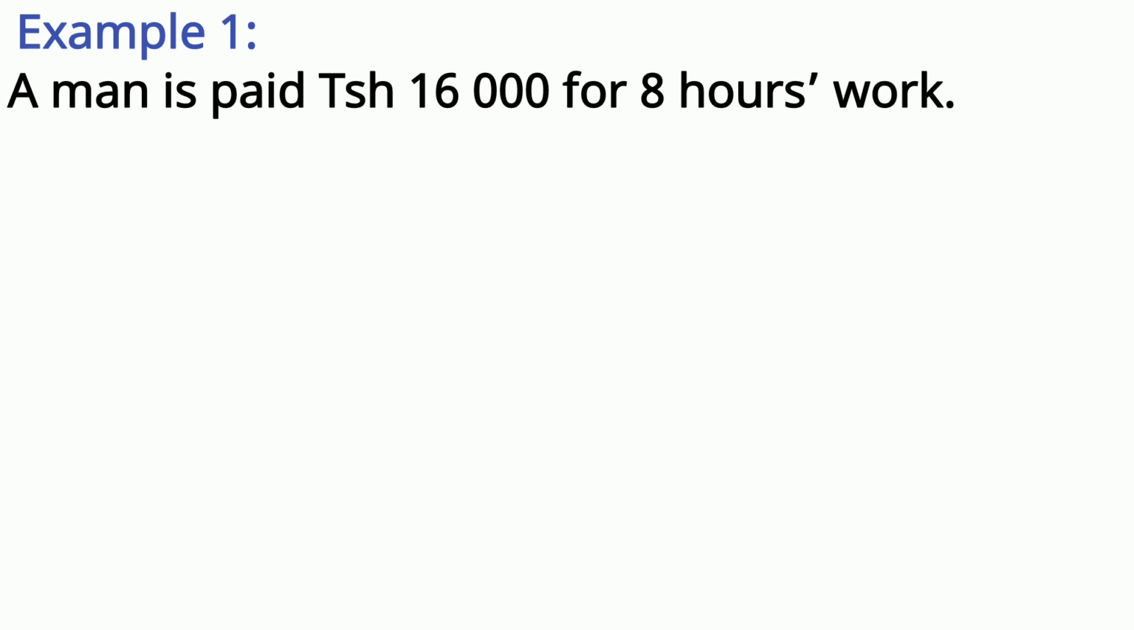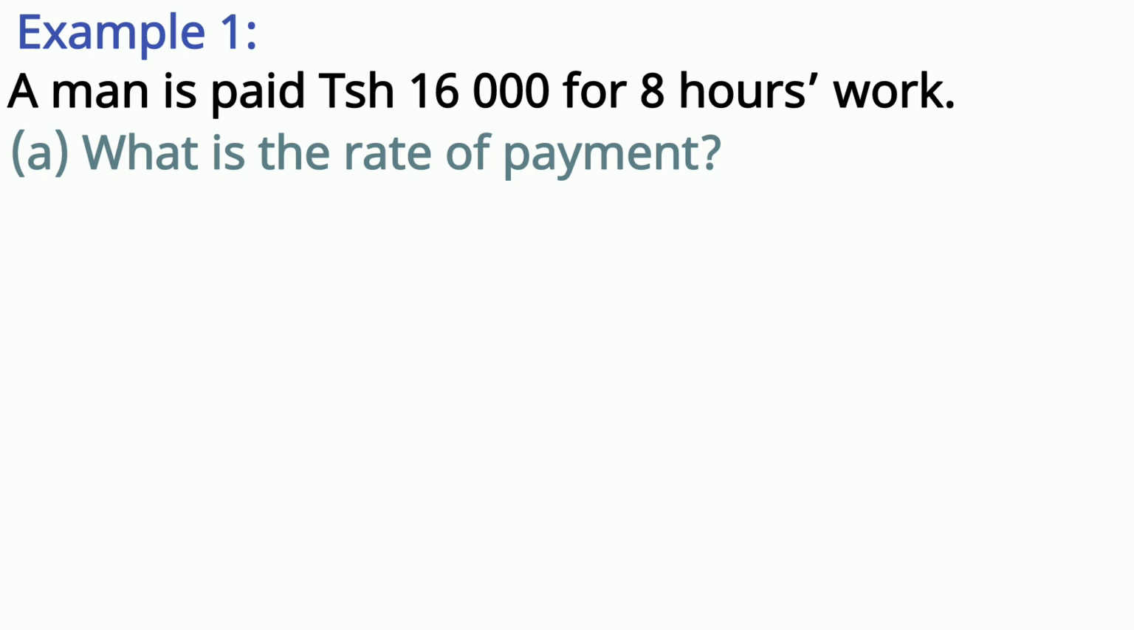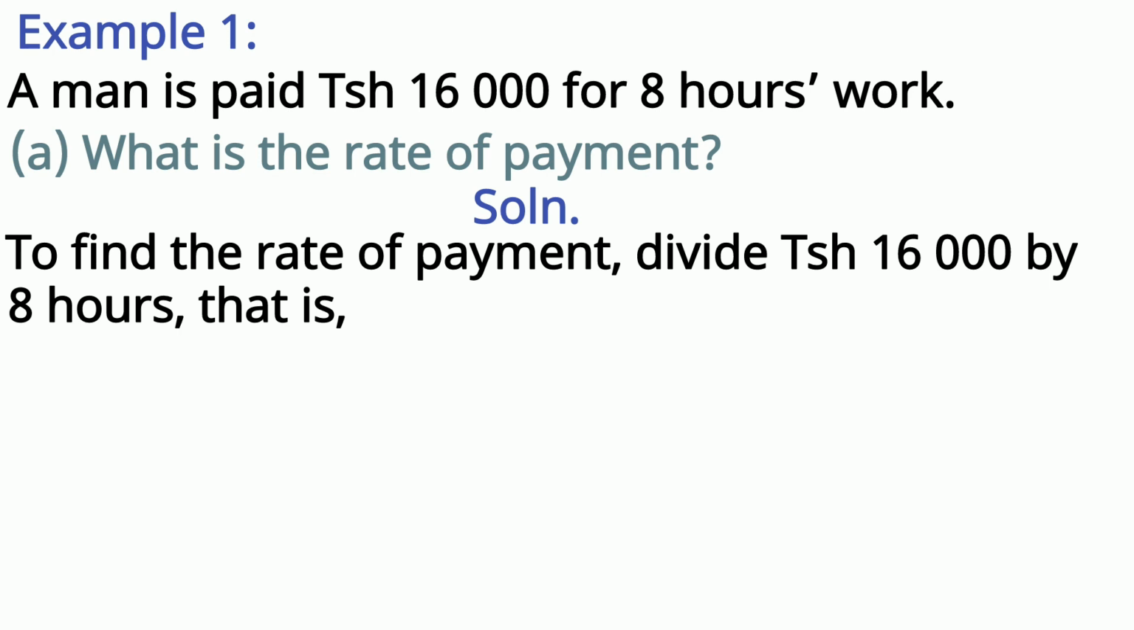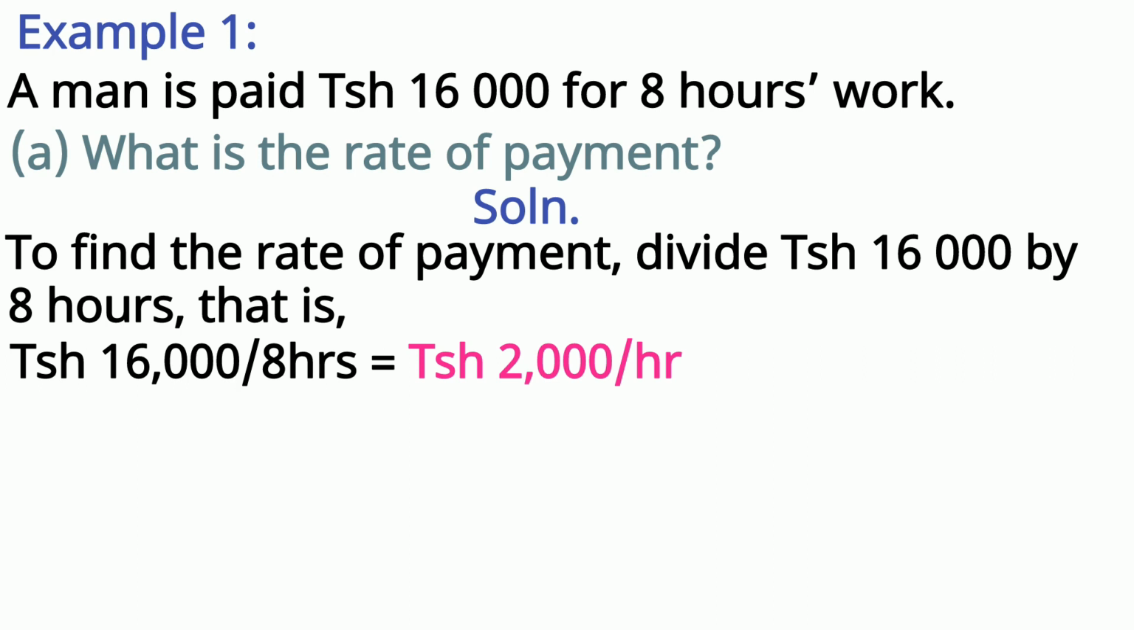Let's see another example. Suppose a man is paid T shillings 16,000 for 8 hours of work. Required: A. What is the rate of payment per hour? To find the rate of payment, we divide 16,000 T shillings per 8 hours, and we will end up getting 2,000 T shillings per hour.